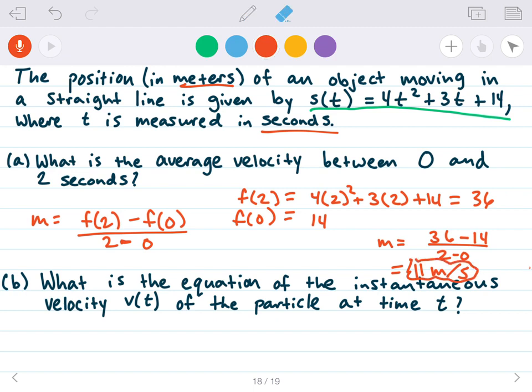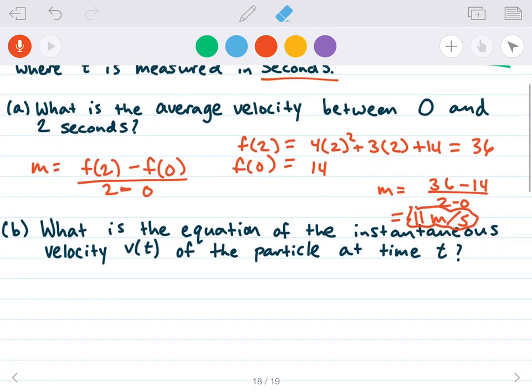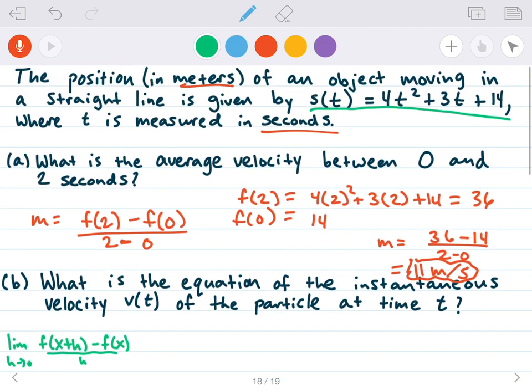Okay, let's look at the next question. It says, what is the equation of the instantaneous velocity of a particle at time t? So instantaneous velocity means the derivative. That means we need to use the limit function. So f of x plus h, instead of x, we're plugging in t because that's our independent variable here. So we're plugging in t plus h anywhere we see a t.